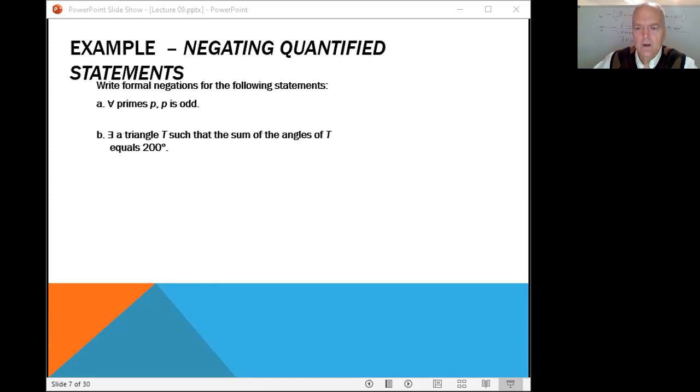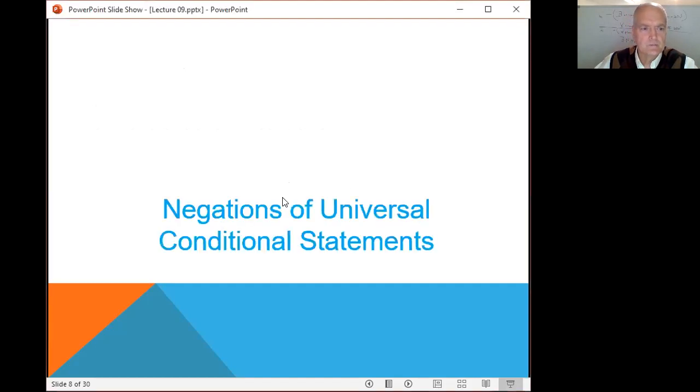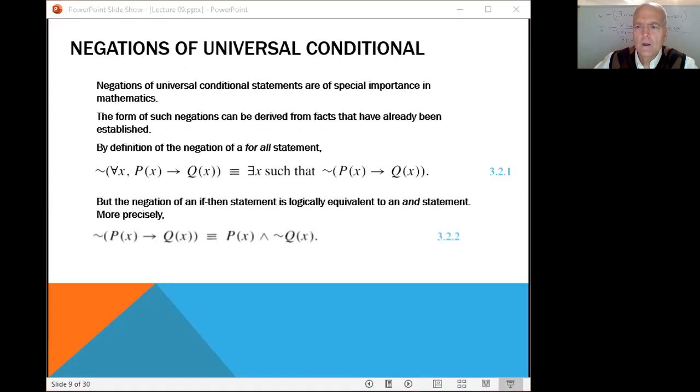Okay, let's go on and we'll look at negations of universal conditional statements. So, of course, the conditional statement has the form for all x, if P of x is true, then Q of x is true. Okay, a couple of people joining the class. In the last example, A was the negation of the universal and B was the negation of the existential.